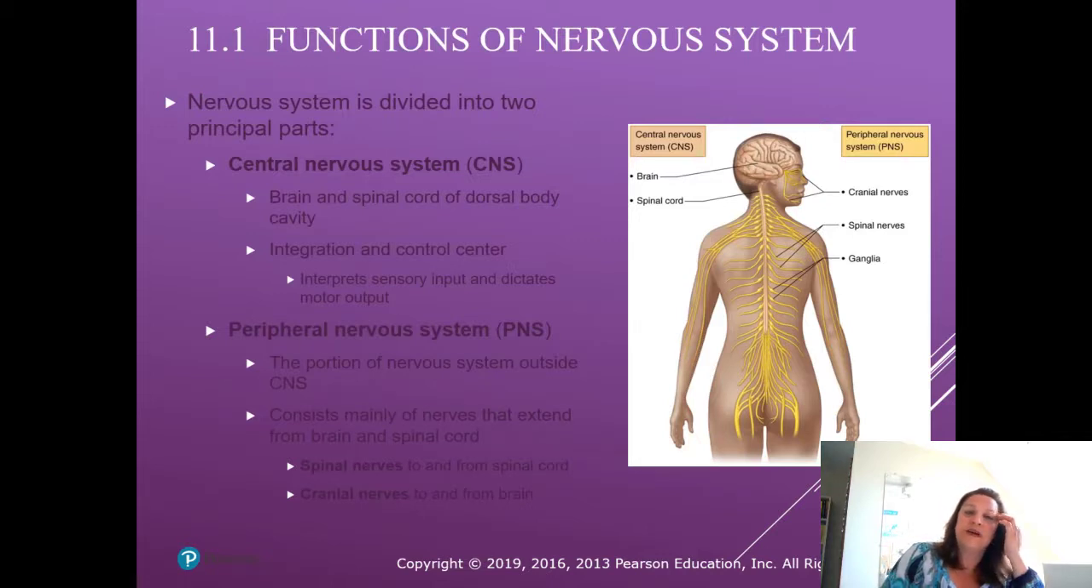The nervous system is divided into two parts, sort of the integration part, which is the central nervous system, the brain and the spinal cord, in the dorsal body cavity. Then the input and output, the sensory input, motor output portion of the program, which is the peripheral nervous system. That are going to be the spinal nerves, the cranial nerves, right? Things that leave the central nervous system and go out to the body.